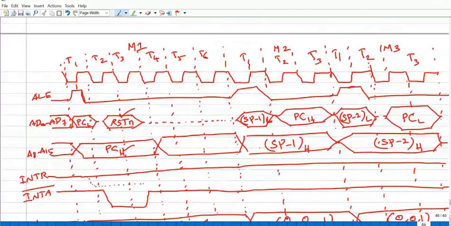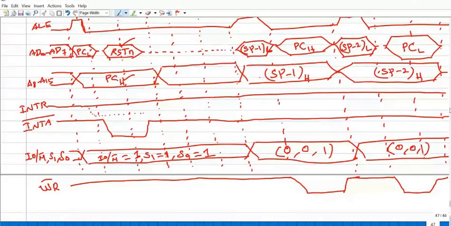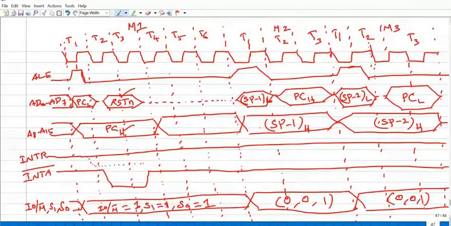Then you have to issue the control signals. Your write bar signal must be activated during T2 to T3 of M2 and T2 to T3 of M3, machine cycle 3. And indicate the interrupt acknowledgement cycle by mentioning 111. So this is memory write and this is memory write.